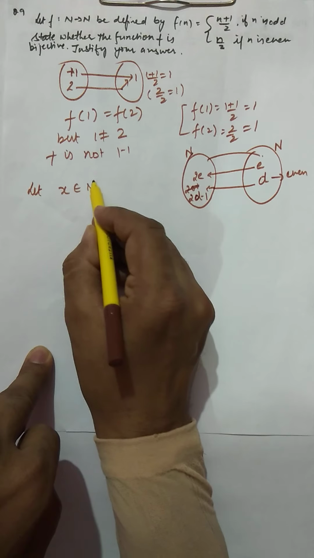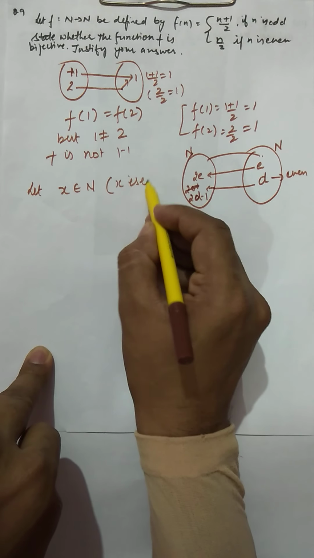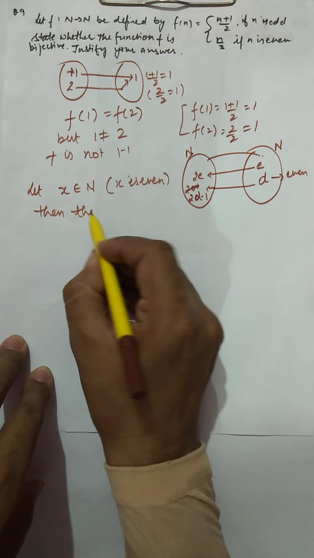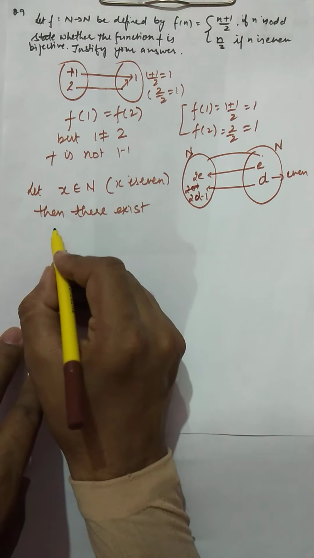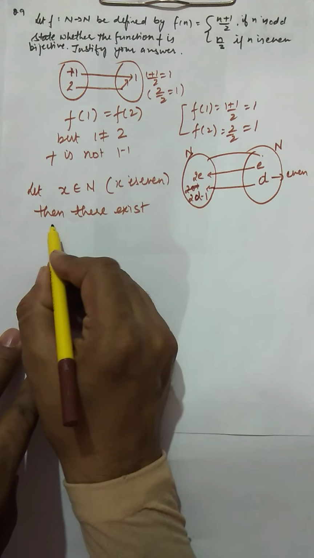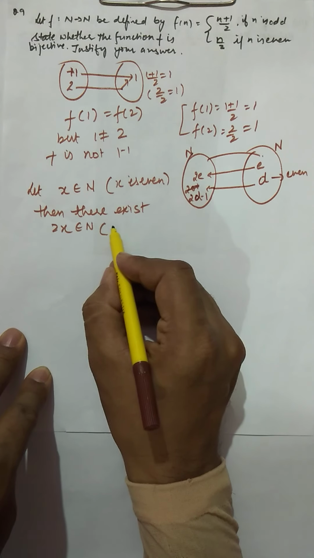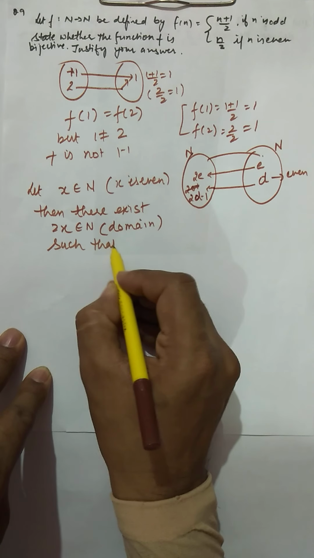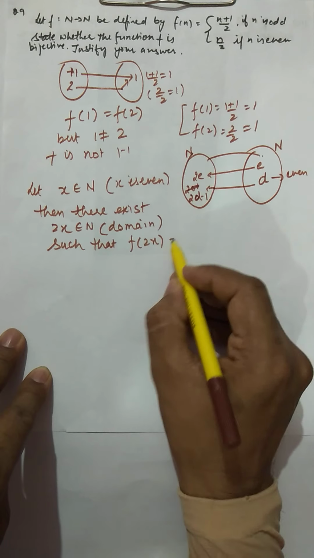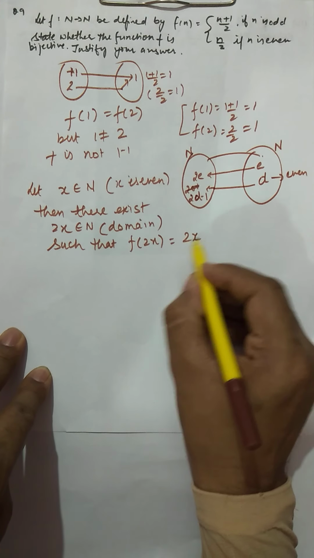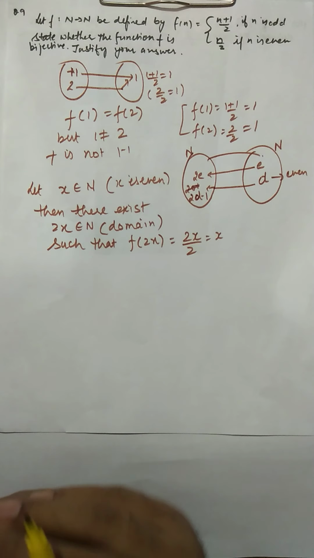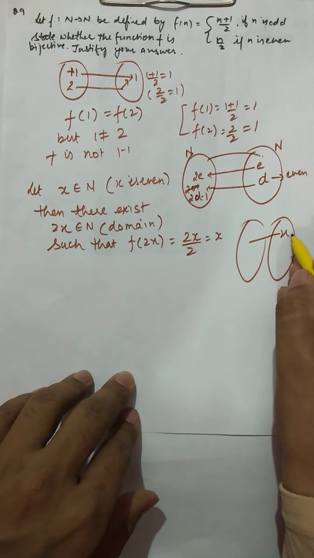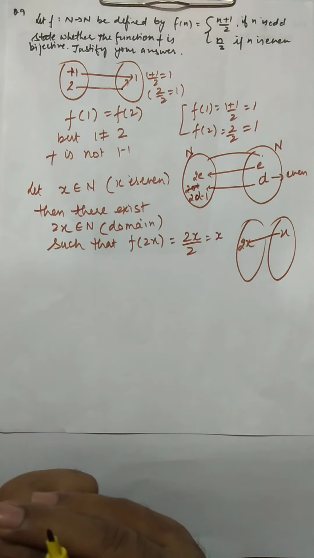Let x belongs to N, and you can say that x is even. If x is even, then there exists 2x belongs to N, here it is domain, such that f(2x), according to this is your even, so this is going to be 2x upon 2, so your answer is going to be x. So simply it means, if you take any x from here and if it is even, then your pre-image will be of this type, 2x.